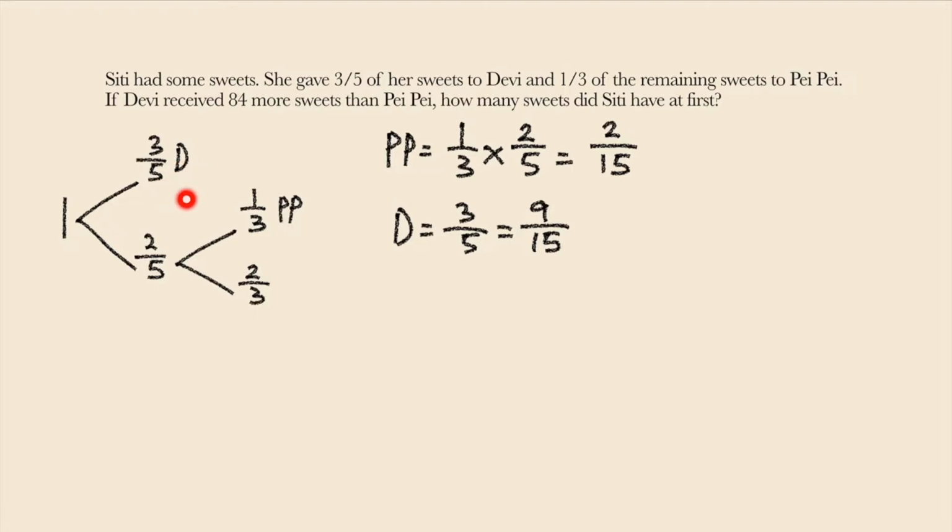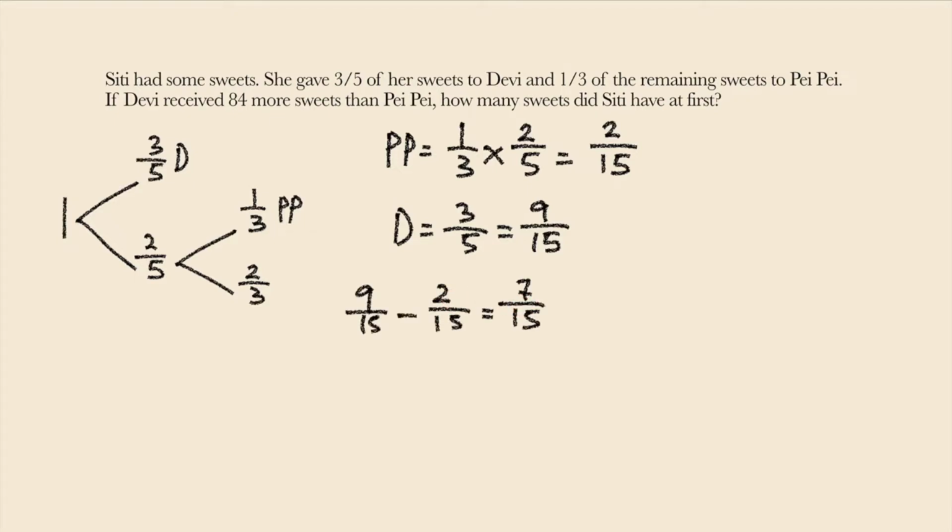But why should the total be 5U and 15U? We are talking about the same total number of sweets. So why don't we change denominator 5 to denominator 15? We're going to multiply by 3, both sides. Oh, now we know the difference between these two is 7 units. Okay, so 9U minus 2U is 7 units.